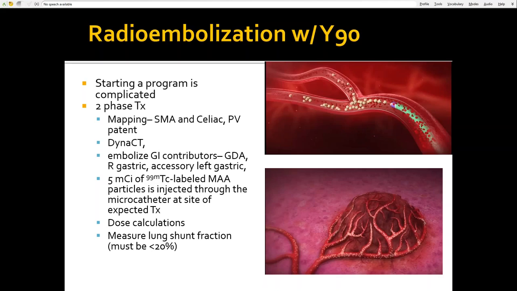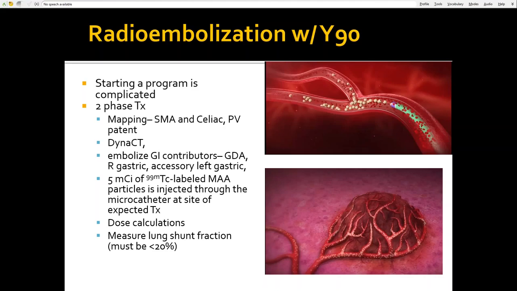So typically what we do is we try to take out any nearby arteries that might lead to the GI tract to ensure that when we go back a week or 2 later and actually treat the patient, we don't have to worry about there being any chance of a patient developing an ulcer. In addition, during the mapping portion of the study, we inject a little bit of MAA at the desired location of the treatment itself to make sure there's no significant shunting that's going on that could cause radiation pneumonitis. It's rare, but you got to check for that.